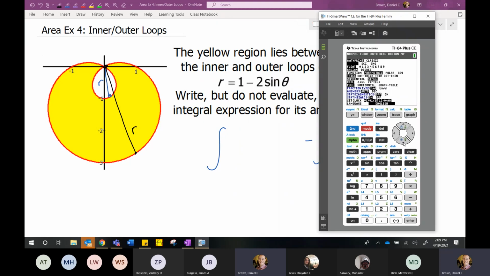So again, I'm going to put this in function mode. We can't just treat it like a function mode problem, but it can give you an idea of what it looks like. So in function mode, I'm going to type in its relative, which would be 1 minus 2 sine of t, or sine of x since I am in function mode. And I'm going to hit zoom trig, actually, zoom 7. And it gives me that graph.